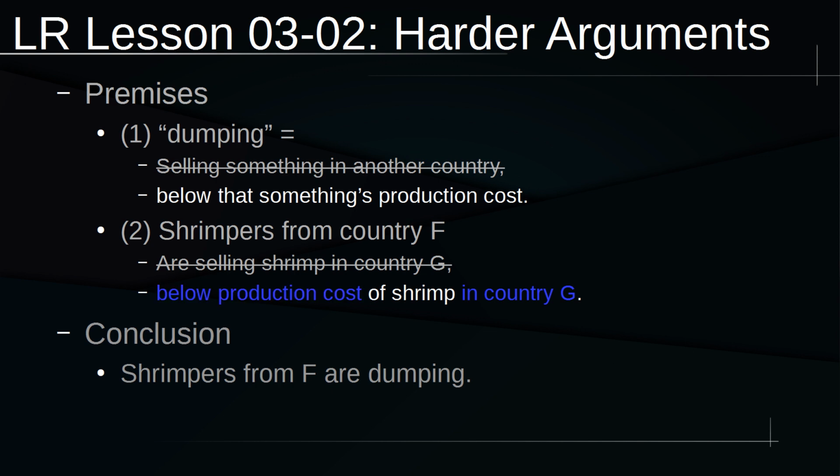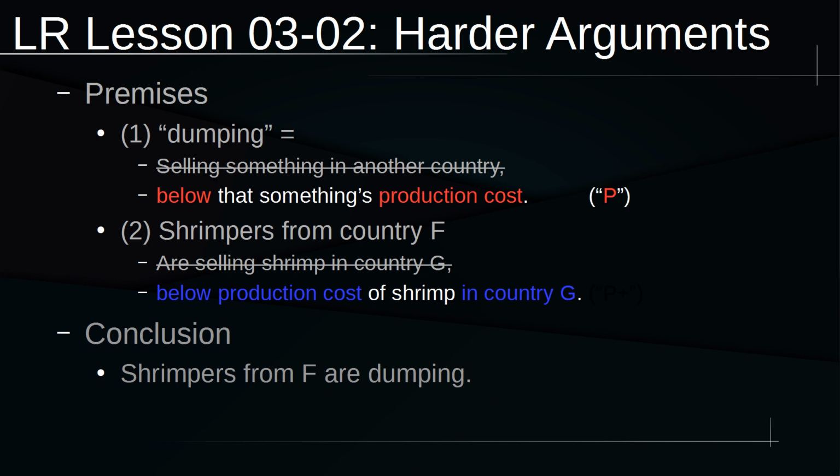So to help highlight where this negative space idea is going to go, I am actually going to pretty much highlight the rest of that premise 2 section in blue. So my blue concept is now below production cost of shrimp, or whatever product, in country G. And the red concept from premise 1 is below production cost, period. No additional modifiers. So again, the red concept in premise 1 is simply below production cost, nothing else, below production cost, period. The blue concept in premise 2 is below production cost in country G.